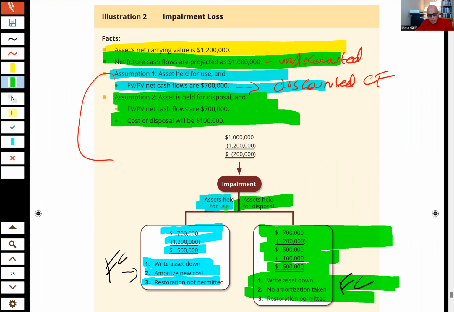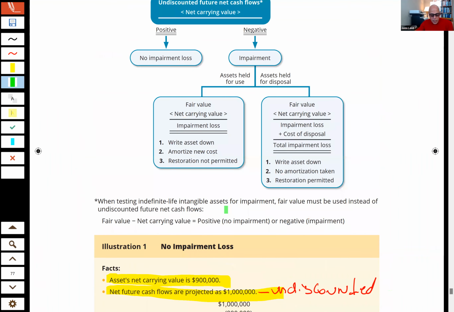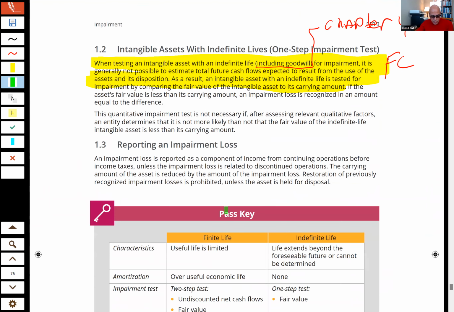Now, when you come over, I want you to come back up, and they talk to us about how to report that. Now that we understand what that loss would be, how would we report it? An impairment loss, that $600,000, that $500,000, whatever it is, is reported as a component of income from continuing operations before income taxes. So it's like a loss, essentially, that's reported as income from continuing operations, unless the impairment loss is related to discontinued operations, in which case what?